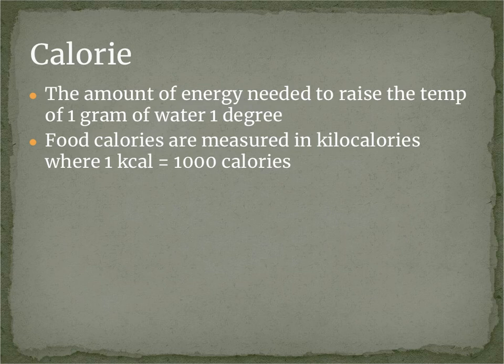One of the ways we can measure energy is by giving it units. So a calorie, for example, is a unit of measurement for energy. A calorie is the amount of energy needed to raise the temperature of 1 gram of water 1 degree. Food calories are measured in kilocalories. So 1 kilocalorie is 1,000 calories. And so if you ate, for example, a piece of candy that had 50 calories in it, that's 50 kilocalories that they're talking about.